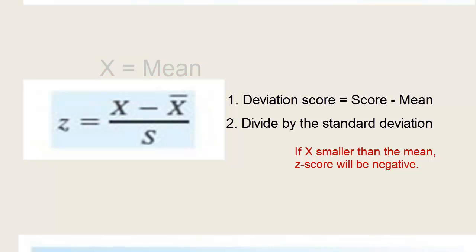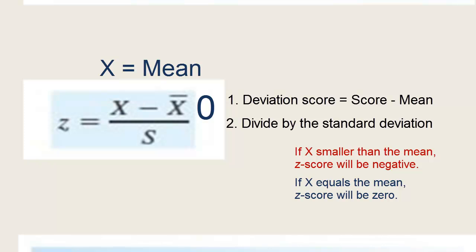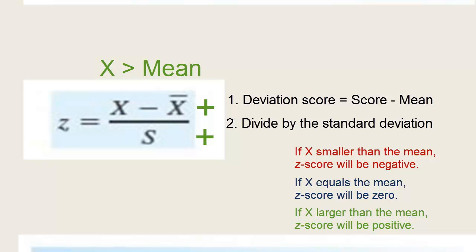If the raw score is the same value as the mean, then there is a deviation of 0. 0 divided by anything is always 0. Finally, if the raw score is greater than the mean score, you will have a positive deviation, and a positive deviation divided by a positive standard deviation will give you a positive.